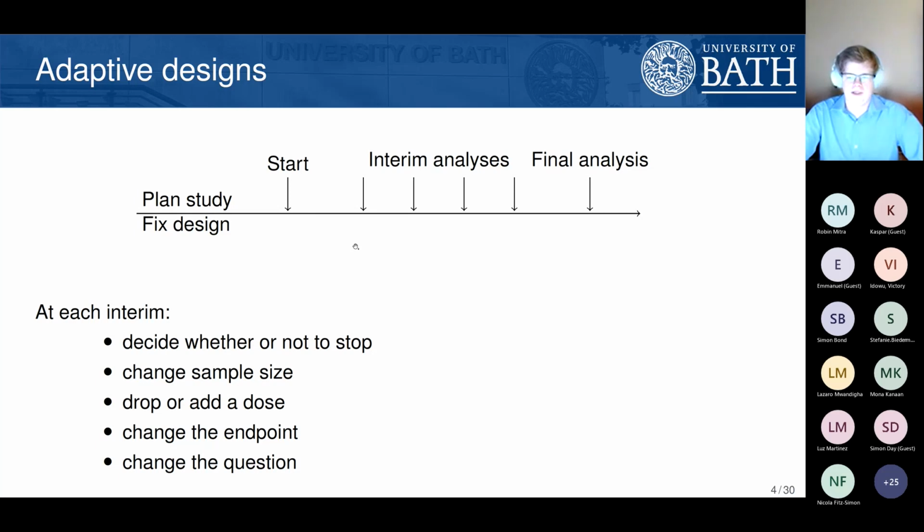And so at each of these interim analyses, we might do one of several things, depending on the design in question. We might do one or even more of these things. So we could, for example, decide whether or not to stop just for futility. That's the main example that we'll use today. We could change the sample size. We could drop or add a dose to the scheme. So we looked at multi-arm trials in the talk just before. We could change the endpoint, or we could change the question itself in some pre-planned way.